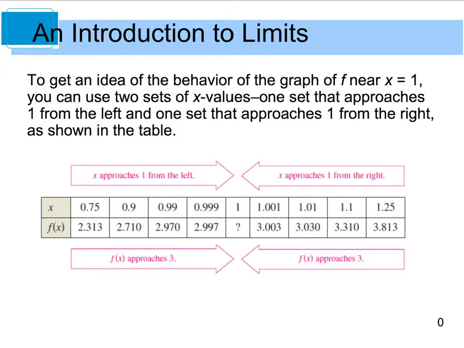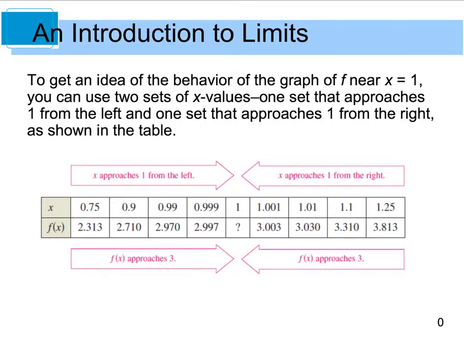So if we want to find out where that would be, what we could do is plug values into a graphing calculator, and we can approach the point 1 from the right and from the left. We'll pick x values that get closer and closer. So you can see we get 0.999 and 1.001. From the right and from the left, they are both going towards 3.